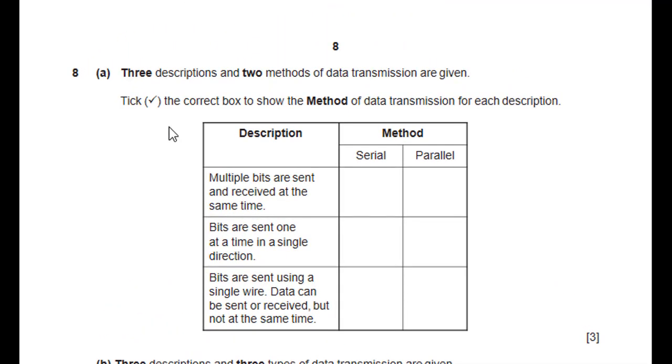Now we're going to go on to methods of transmission, and we've got these statements here, or these descriptions, that we just need to identify if this is serial or parallel data transmission. So multiple bits are sent and received at the same time. That would be parallel. In serial, it's only sent one at a time in a single direction. And bits are sent using a single wire. Data can be sent or received, but not at the same time. Again, this would be serial. Serial can be sent one at a time in a single direction, or one at a time in both directions, but not at the same time.